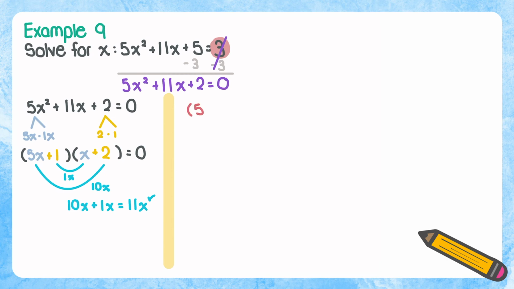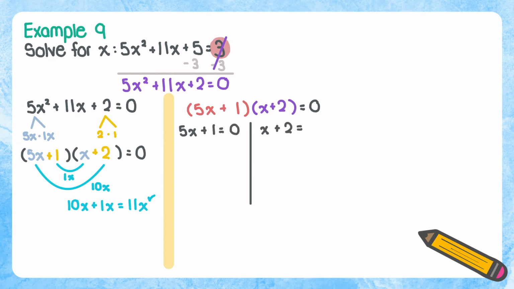So I have my product right here. 5x plus 1 times x plus 2 equals 0. And from here, I have two options. So either 5x plus 1 equals 0 or x plus 2 equals 0. Again, you can pause right here real quick and go ahead and try to solve for the x's on your own. And then press play when you're ready again.